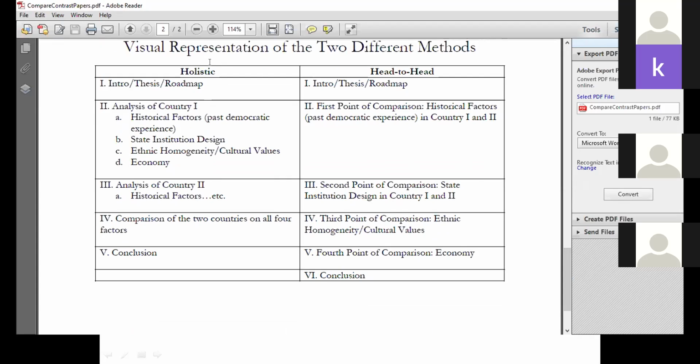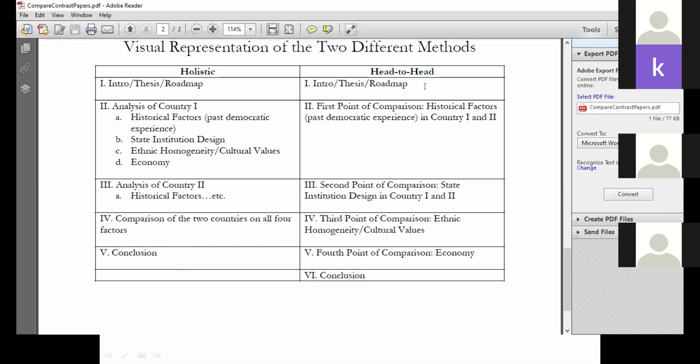So first one is holistic. In the holistic approach, for example, this paper is showing an example of comparison of two countries. In the holistic one, you will take the first country and jot down all the points of country number one, and then you will go to the second country and similarly write down all the points of that. Then you will do a comparison of the countries on all the 4 points taken over here, and finally you will conclude. So this is holistic. Take one, complete explanation, then take two, complete explanation, then compare, and then finally write the conclusion.